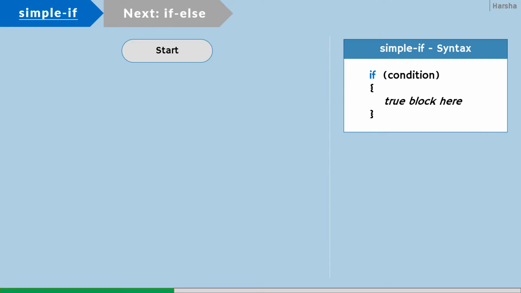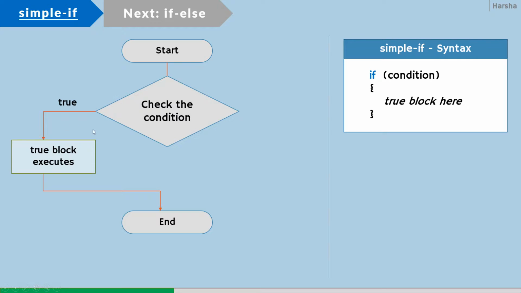So first let us start with the simple if. So if we have a condition and then we have a true block. The block begins with the opening brace and ends with the closing brace. So this is called the true block. This will execute only when the condition is true. So we begin with the simple if and we check the condition. If the condition is true, the true block will execute and then reach the end of the if. That means proceed to the next statement after if.